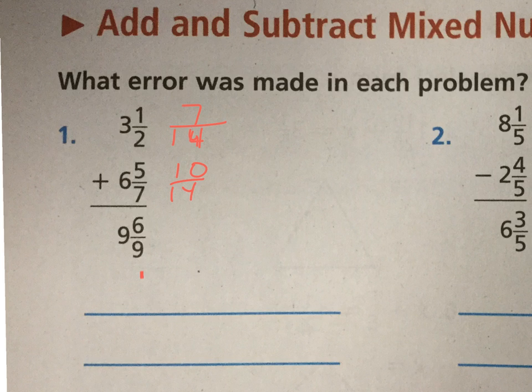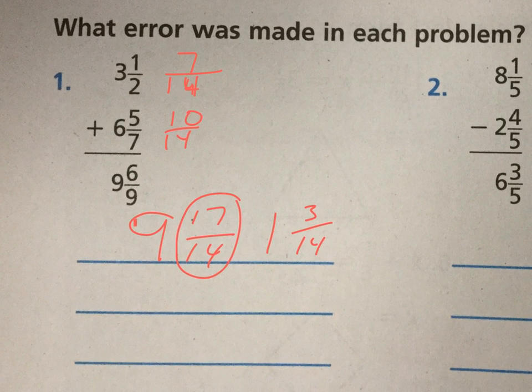Okay, now I can take 3 plus 6 is 9. And now 7 and 10 is 17/14. But I have a mixed number here, so I have to undo that. We already know how to do that. 14 goes into 17 one time, and I have 3 left over, 3/14. Now I combine the 9 and the 1. So my final answer for this one will be 10 and 3/14.